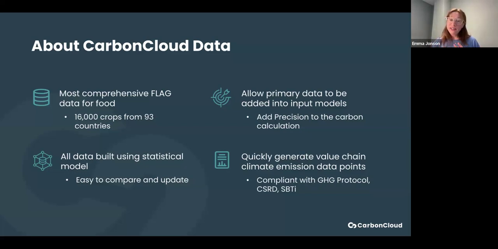We also provide a farm gate tool. So if you do have access to the specific activity data from a specific farm, then you are also able to calculate the specific footprints from that farm. And we can quickly generate value chain climate emission data points that are compliant with Greenhouse Gas Protocol and CSRD and SBTi.